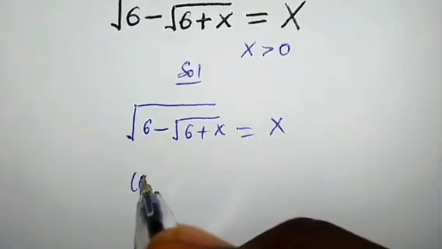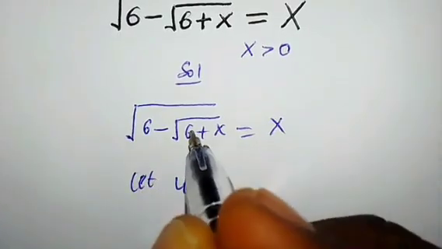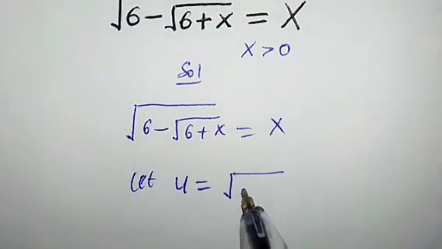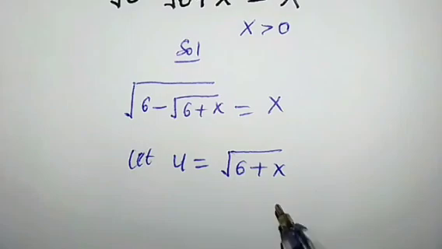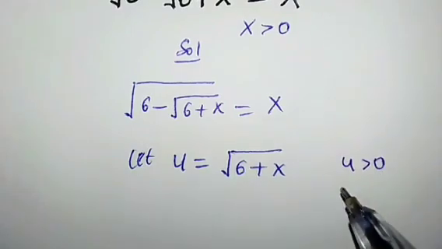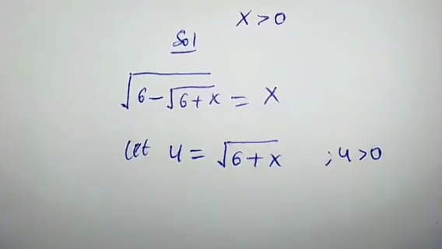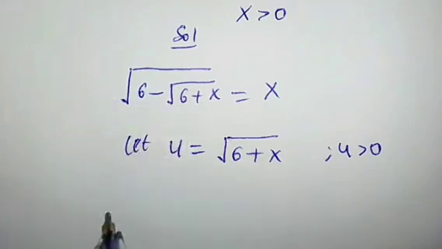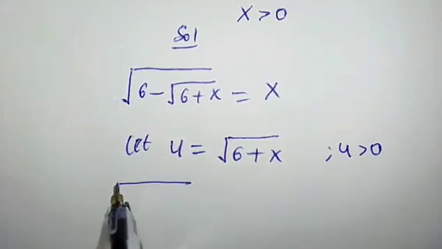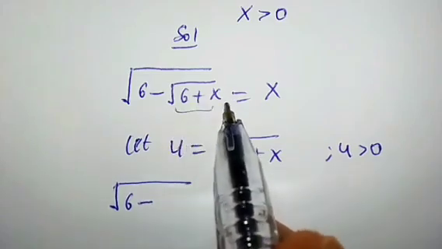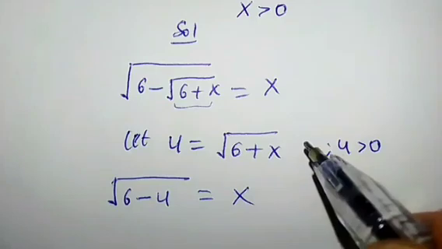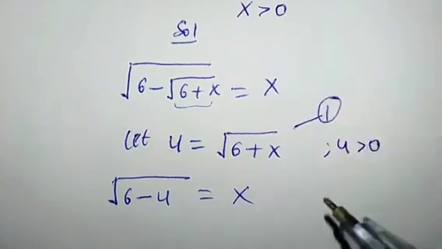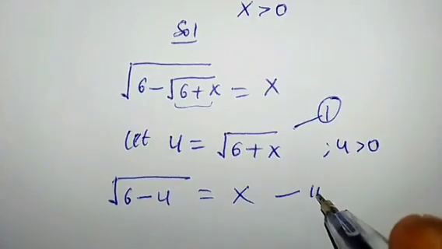First, let u equal to this guy, square root of 6 plus x. And also, the condition for u is that u is greater than 0. So let's proceed further. So from this line, we're going to have square root of 6 minus, what is square root of 6 plus x? That is u, equal to x. Let's call this equation 1 and let us call this equation 2.